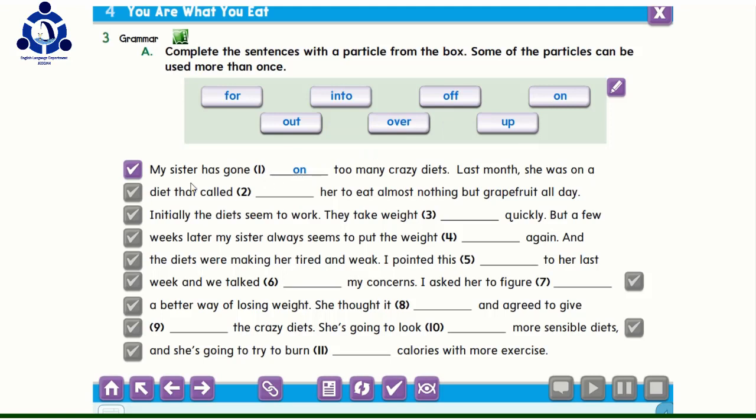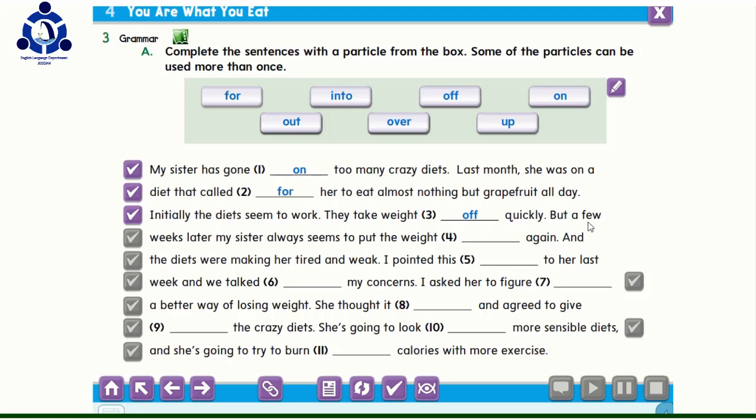Last month, she was on a diet that called her to eat almost nothing. Called what? What particle is suitable for this space or gap? So, it's 4. Okay, almost nothing but grapefruit all day. Initially, the diets seem to work. They take weight quickly. Weight off. Look at the grammar rule, you will find weight off.